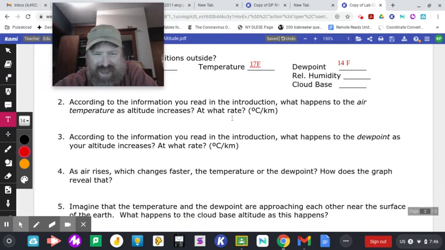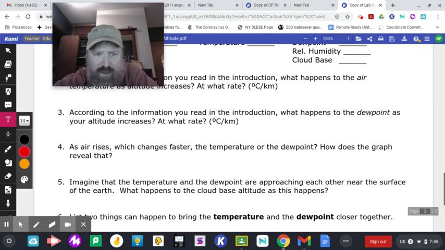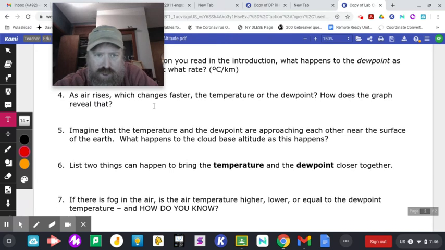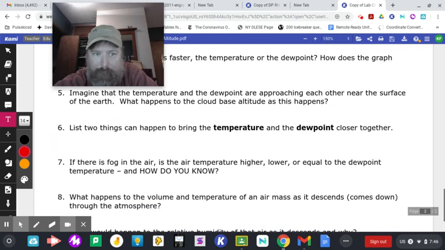If you can't figure out rates, don't panic about that. If you've done that in math, it's basically a slope. How quickly is it going down? Rise over run. If that's unrelated, don't worry about it. Same question, just with dew points. Which changes faster? That'd be the steeper slope. So look at the two lines, which is steeper.